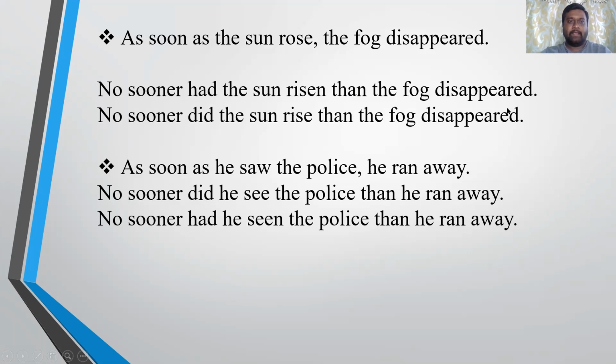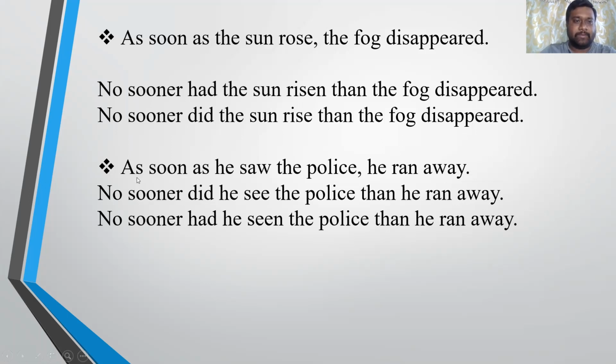The second form of the answer is like this: No sooner did the sun rise. Now it changes into V1, and to join the sentences you use than. Than the fog disappeared. No sooner than are usually called a pair clause, or they are also considered conjunctions.